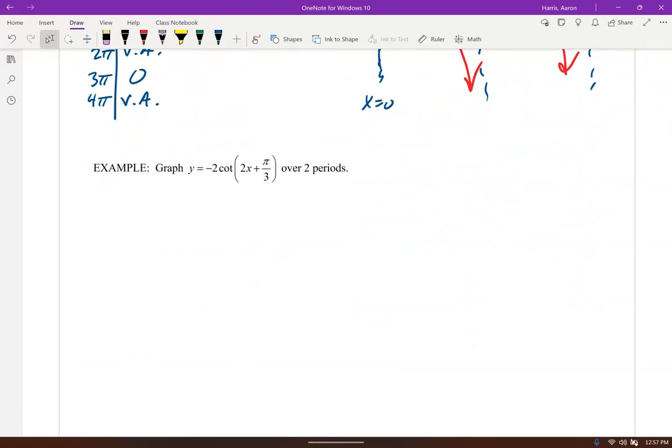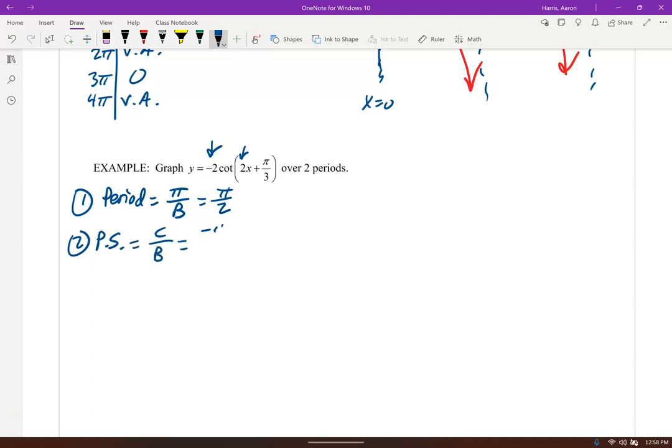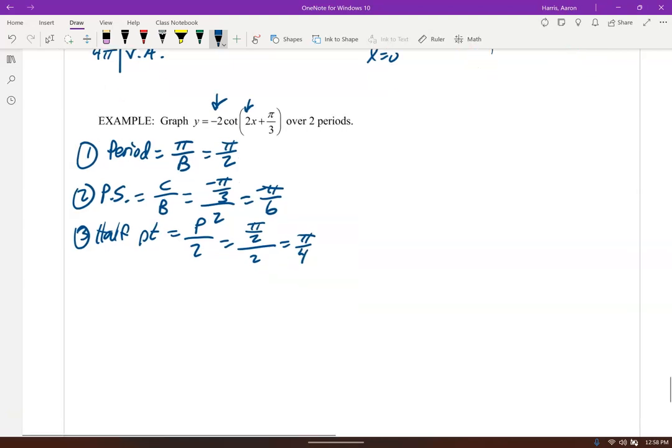-2 cotangent. So that negative will flip that over. Of course, we got a phase shift here as well. Notice our c is -pi/3. Let's start going to work on this. Our period is pi over b. B is 2. So we have pi over 2. Our phase shift, c over b. So we got -pi/3 all over 2, so -pi/6. Our half point is the period over 2. Well, our period is pi halves over 2, so we got pi/4 is our half point.